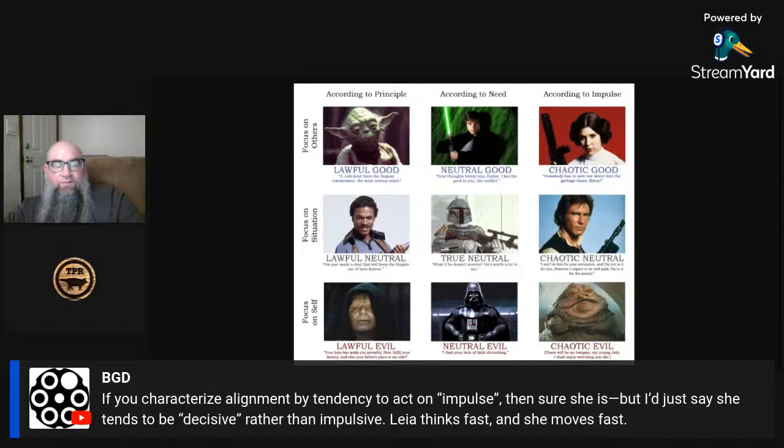I opened the stream by saying that I love alignment grids because they tend to be wrong in ways that start interesting conversations, right? As we demonstrated already. I am not in any way, shape, manner, or form married to any of these different alignments or these different categorizations. And I think that there are cases to be made for probably all of these characters, right?